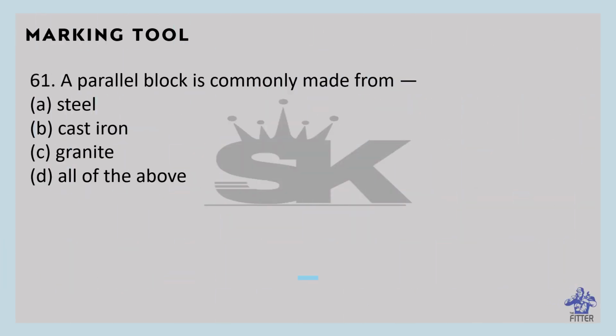A parallel block is commonly made from what? A parallel block has a rectangular shape with different length and breadth, made of carbon steel block, which is hardened, tempered, and ground. It is commonly made from steel, cast iron, or granite. It is used to place under the finished job so that the lower surface of the job is kept parallel to the machine table. It is also used for lifting the job up to the required height.